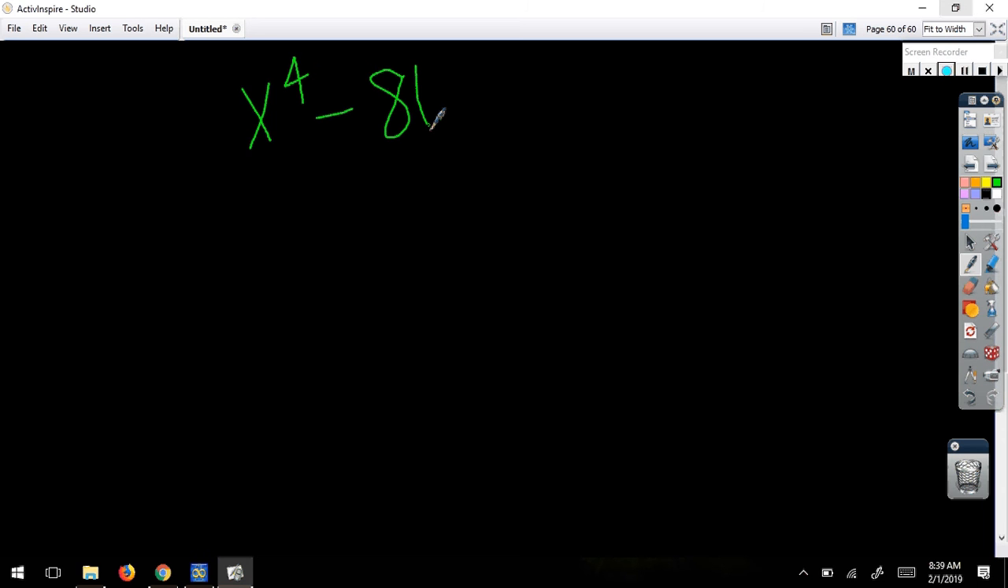So, 81 is 9 squared, and 9 is 3 squared. We're going to do it twice, but you have to go step by step. So you have to do the 9 first. So you're right. So how does this factor? X squared minus 9, x squared plus 9.